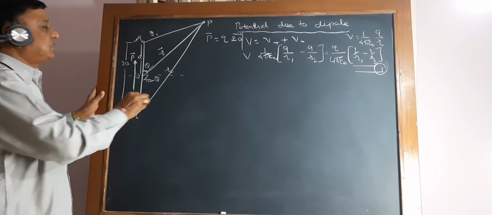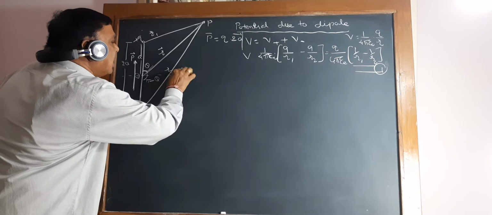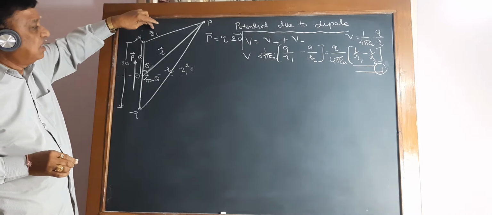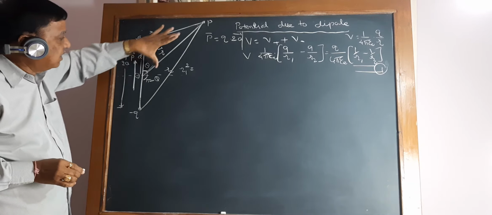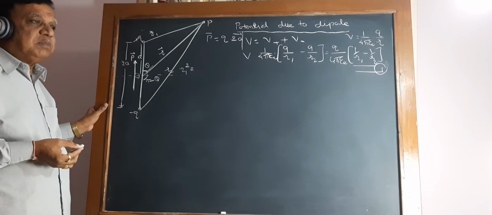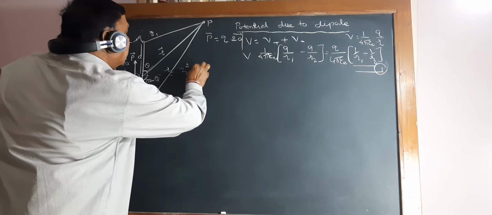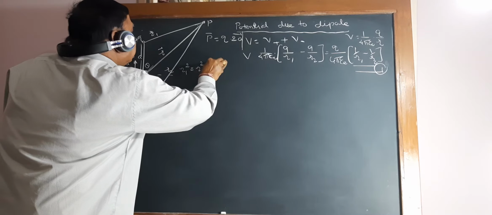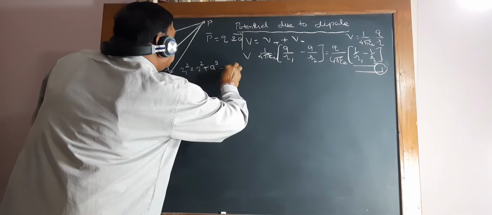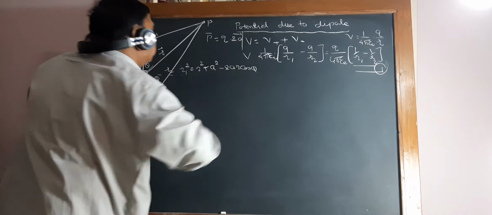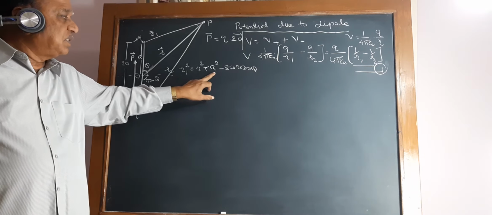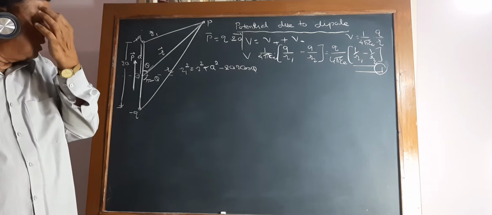So we can write R1 square equal to R square plus A square, means addition of squares of two sides, and minus 2AR cos theta. R1 square equals R square plus A square minus 2AR cos theta.